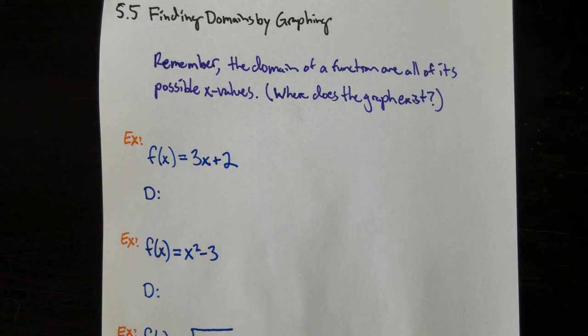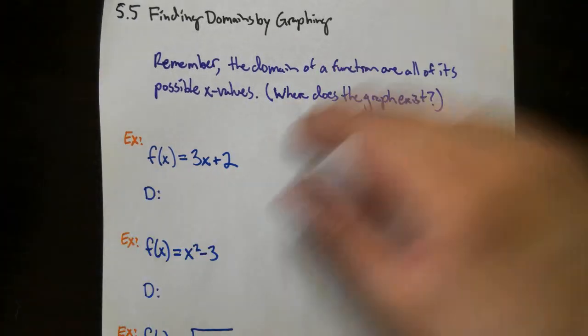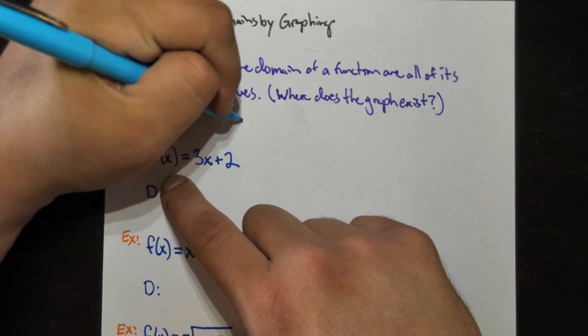We've found domains before in this class, and I know you've found domains before in previous classes. So let's just remember, the domain of a function is all of its possible x values. So when looking at the graph, where does the graph exist looking from left to right? That's what we're talking about here. And we can write an example of what a domain would look like.